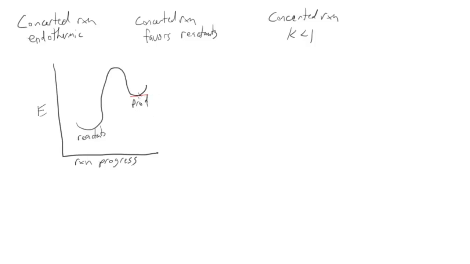So our delta H would be here. And delta H is positive, which means that it's endothermic. The reactants are lower energy than the products, so that favors reactants. And K is less than 1 means the same thing, that reactants are lower energy than products.